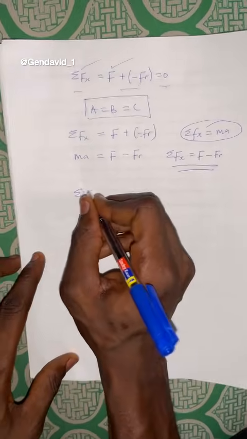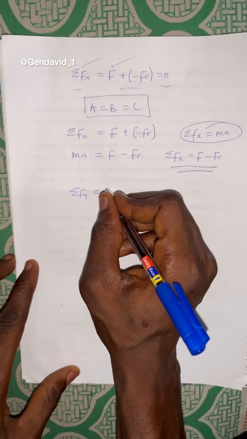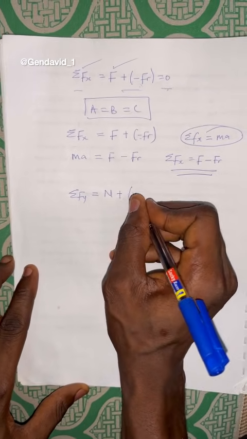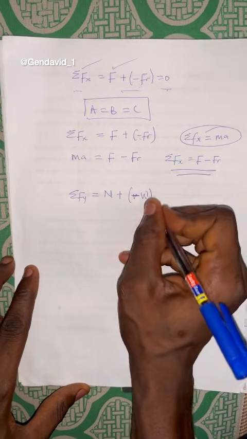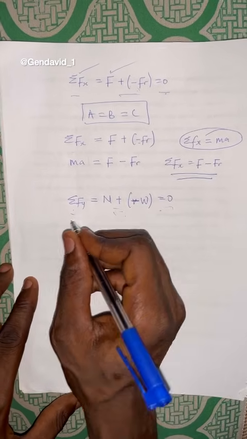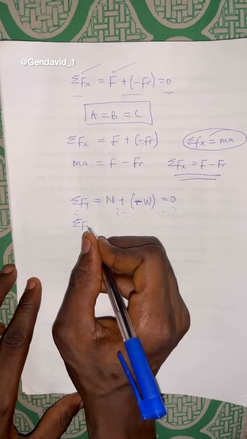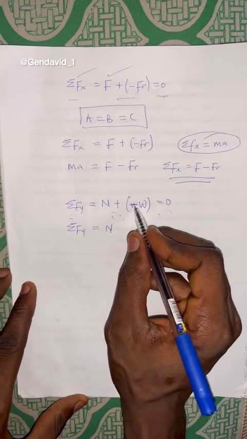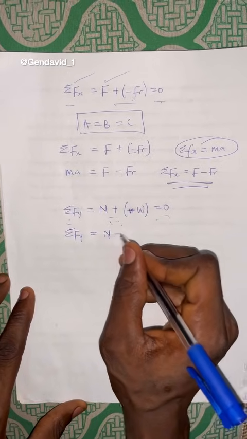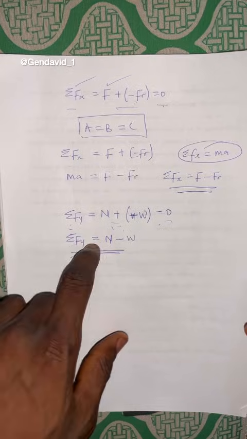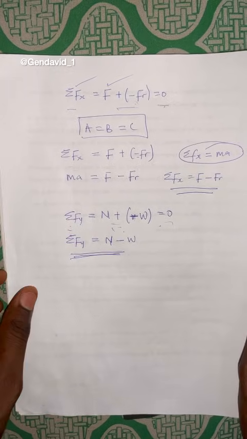Now for the second case here, I can have the summation of Fy to be equal to N, then plus, in the bracket, minus W, which is equal to 0. So if I'm taking these two sides, I'll be having summation Fy to be equal to N. Then if I open this bracket, it will be minus W. So I can have summation of Fy to be equal to N minus W as well in this case.